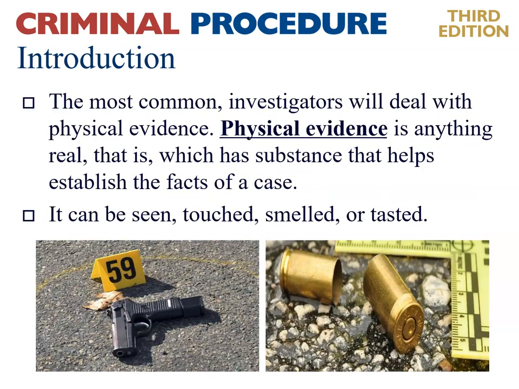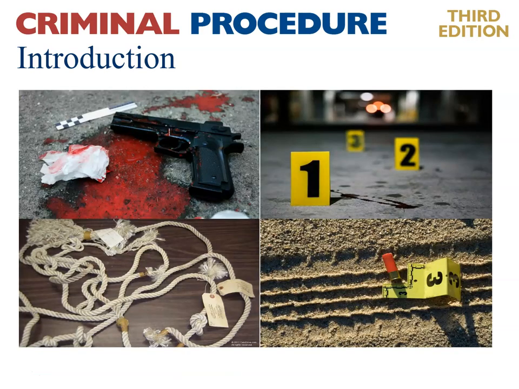Then finally we have the last one, which is the most common type of evidence that investigators will deal with, and that is physical evidence. And physical evidence is anything real, meaning it has substance that helps establish the facts of a case, and it can be seen, it can be touched, it can be smelled, or it could even be tasted. So in this case, it could be a firearm, or it could be some shell casings.